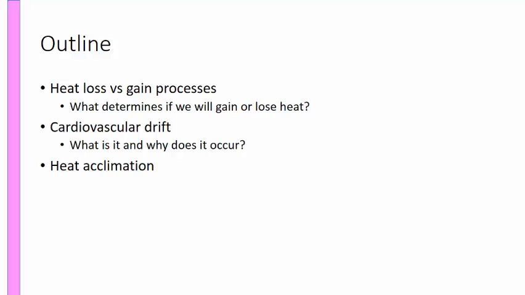For this lecture, we will be talking about heat loss versus heat gain processes, and you should be able to explain what determines if we will gain or lose heat and how each of these processes work. We will be discussing cardiovascular drift, and you should be able to answer what is it and why does it occur, and then we will be discussing heat acclimation and a little bit of cold acclimation.